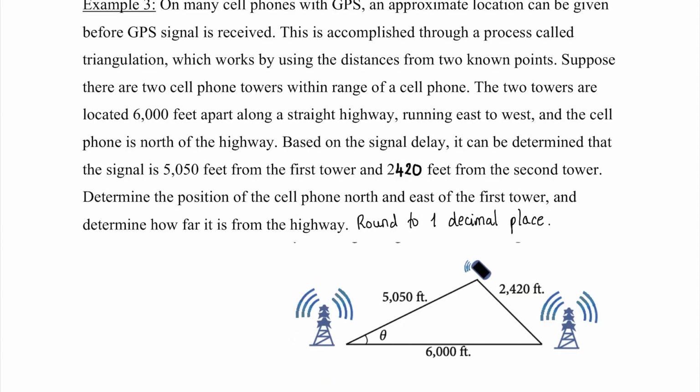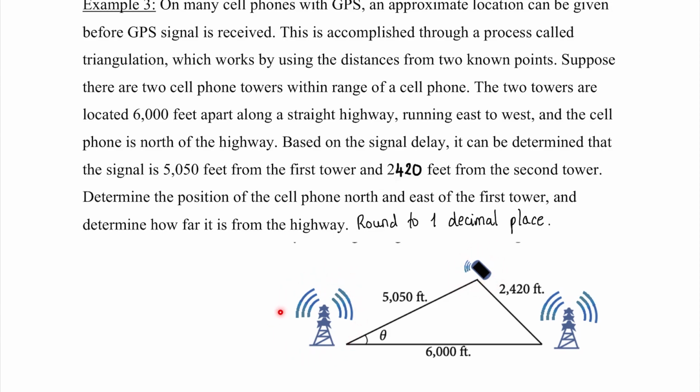The tower on the left is my first tower, and the tower on my right is the second tower. The two towers are 6,000 feet apart. The cell phone is to the north of the highway, and that is 5,050 feet away from the first tower and 2,420 feet away from the second tower. The first question: determine the position of the cell phone north and east of the first tower.